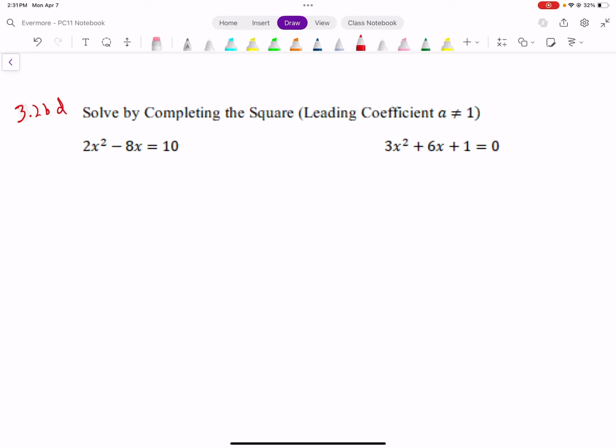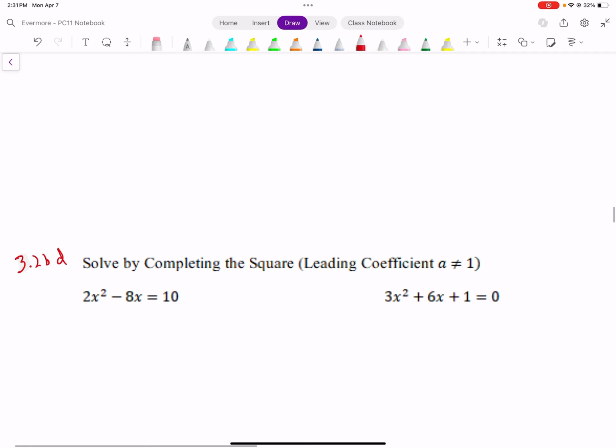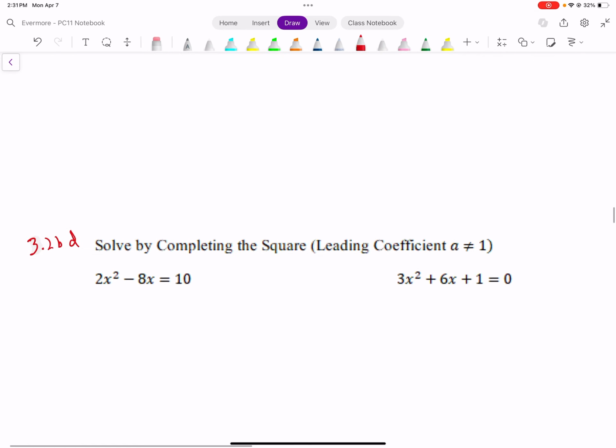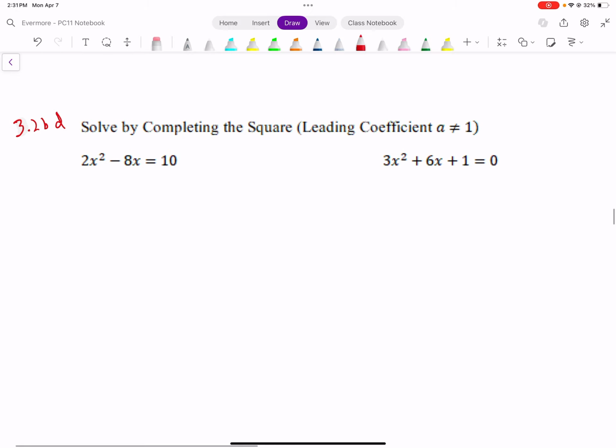So we are going to continue our journey into completing the square. What we've noticed from our previous examples is that the leading coefficient was always 1. We're going to extend our learning just a little bit to now include when the leading coefficient in front of the x squared is not 1.